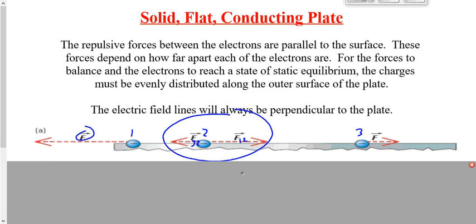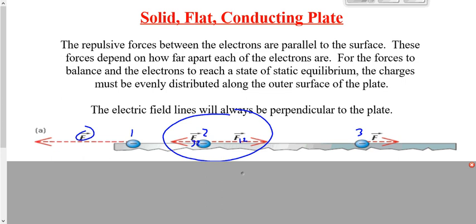We have it drawn bigger, and that's correct. But why is it bigger, Jade? Closer. Yes. 1 and 2 are closer than 3 and 2. Therefore, the force of 1 on 2 is going to be a bigger force than the force of 3 on 2. All right? What's going to happen to that charge, number 2, as a result of those two forces?